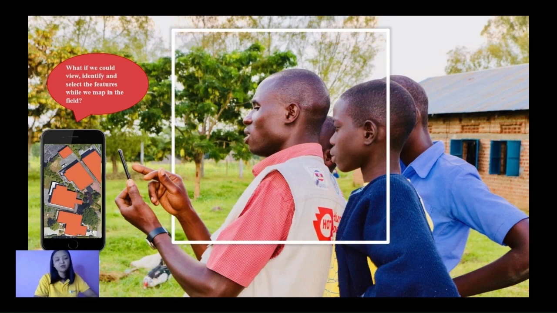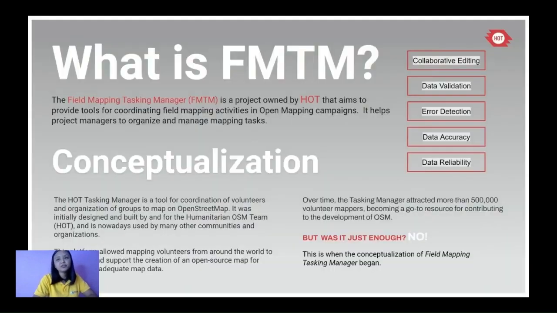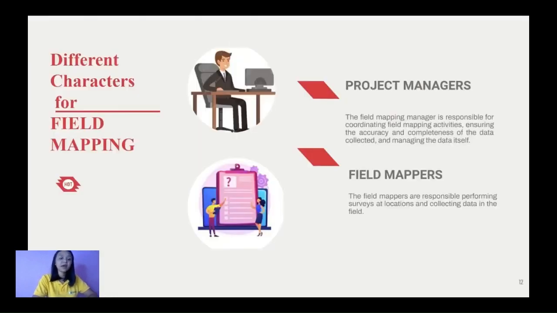So this is where we've developed the Field Mapping Tasking Manager. The Field Mapping Tasking Manager is a project owned by HOT, and it aims to provide a tool to coordinate the field mapping activities in various open mapping campaigns. So, the Field Mapping Tasking Manager is not just a mobile application for data collection, but a full-fledged mobile and web application that can be used by different users.